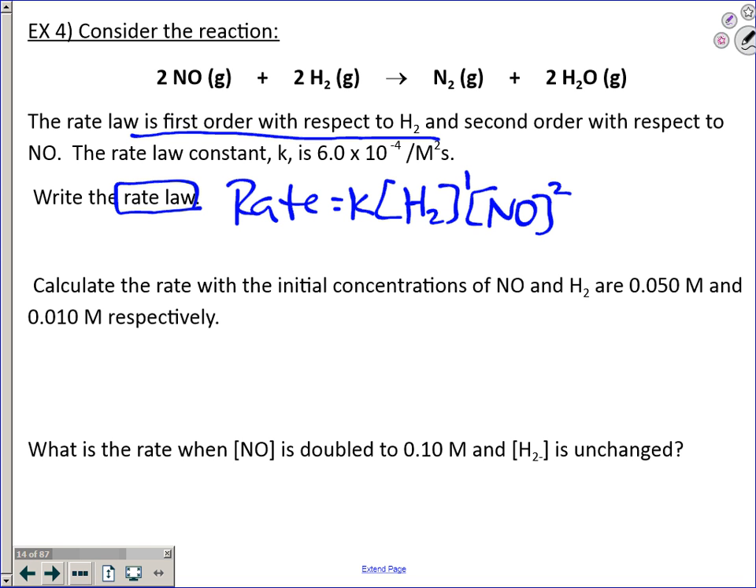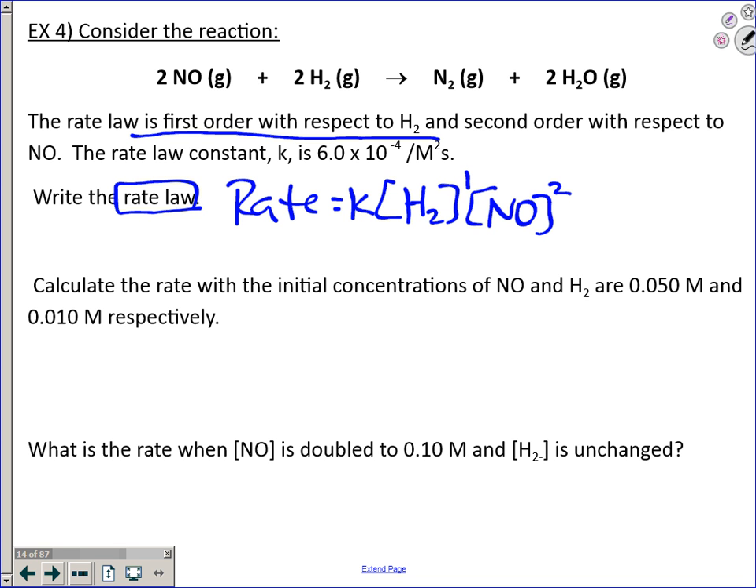The sentence will tell you what the orders are with respect to, so utilize those. Use the individual reactants. They gave you the real deal here, not A's and B's, and that's what our rate law is. JT: it doesn't matter which order it is, just put the K in the front. All right, so we have our rate equation, our rate law.